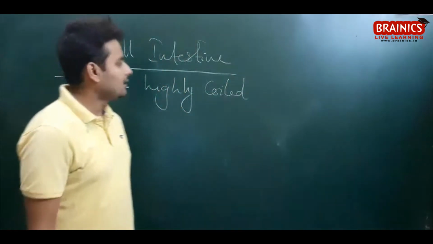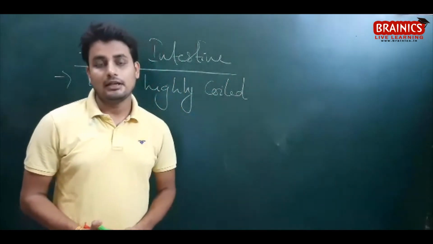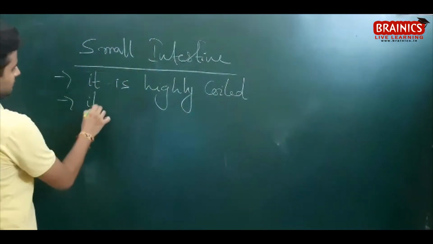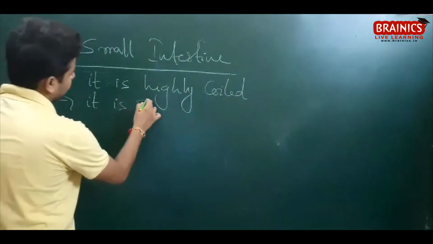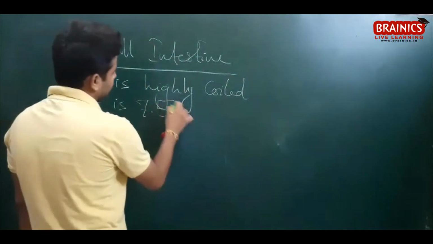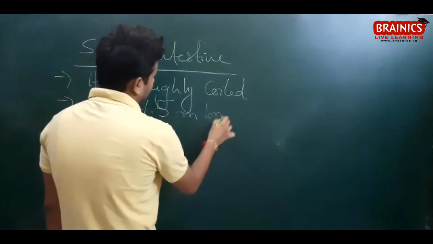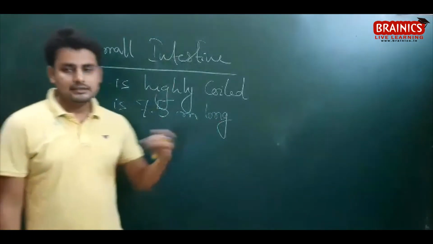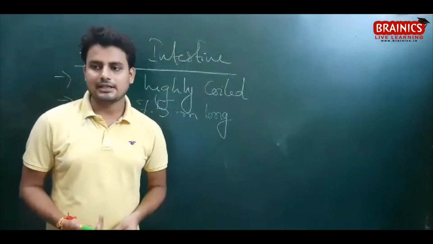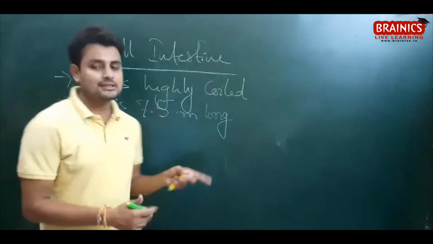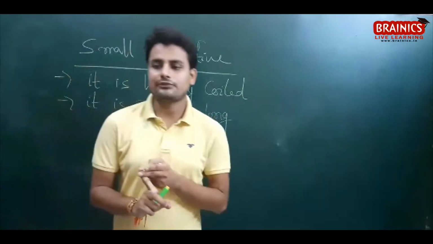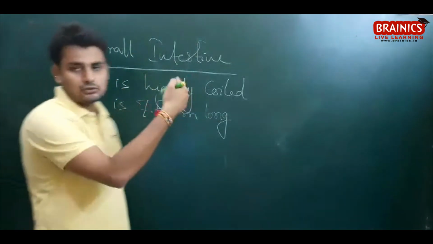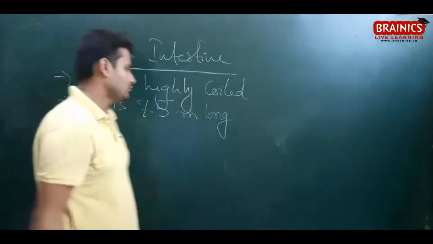And you know, in the last class, I told you that it is not small. It is very long. It is 7.5 meters long, longer than us. But it is inside our abdominal cavity. Correct? So it receives secretion from whom? It receives secretion from the liver and pancreas. Correct? And it also secretes its own juice.